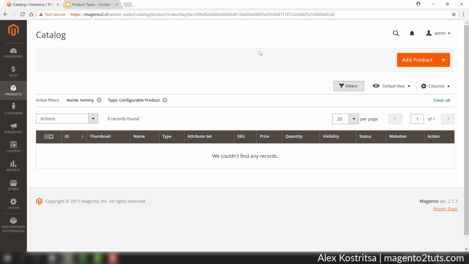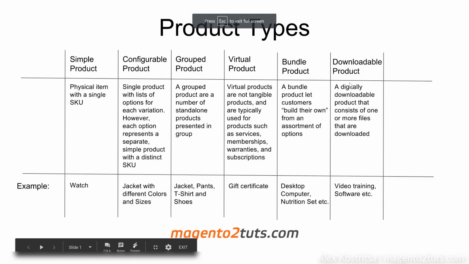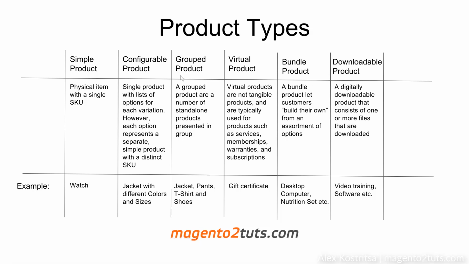I'm gonna return to my presentation, and I'm gonna open it now, and we will quickly check the definition of each product and we will discuss it. So simple product is just a physical item with a single SKU. So for example, this could be a watch, glasses, or a cup, or whatever in a particular configuration. So that's what we call simple product.